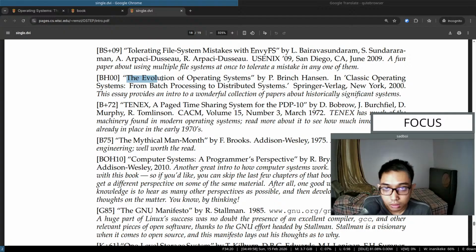The evolution of operating systems, classic systems from batch processing to distributed systems. This essay provides an intro to a wonderful collection of papers about historically significant systems. The evolution of operating systems.